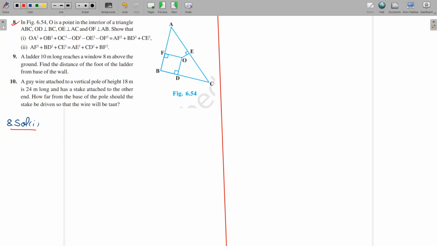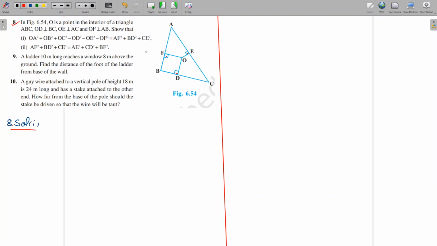Question number 8. In figure 6.54, O is a point in the interior of triangle ABC. OD is perpendicular to BC, so this is our D. Then OE is perpendicular to AC, so this is our OE. Then we have OF perpendicular to AB, so this is our F.